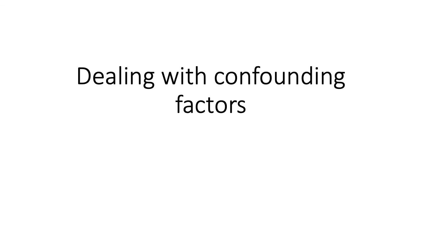So now we'll talk about how you typically deal with confounding factors. A confounding factor is some kind of phenomenon or set of phenomena that cause associations to appear in your GWAS study where those SNPs don't actually drive variation in the phenotype that you're interested in.